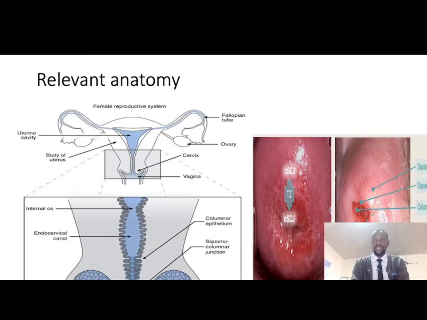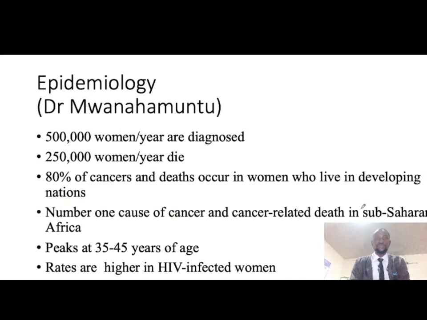So the squamocolumnar junction is somewhere right there, where you have a transition from this reddish color to a little bit pale color. So that is what we're talking about.